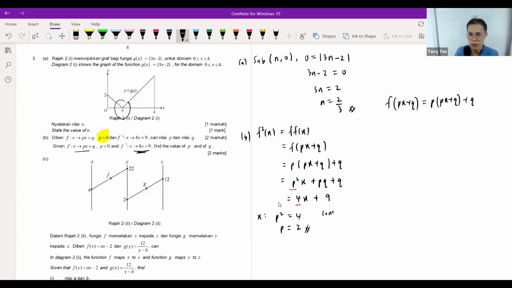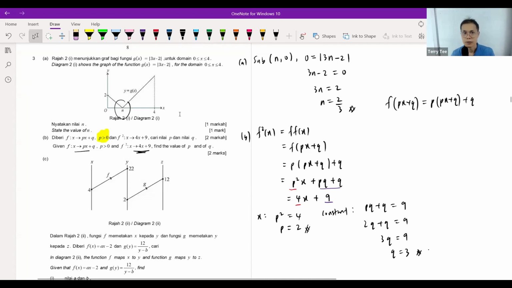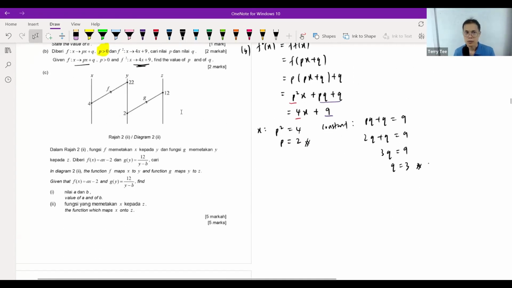Then you compare the constant. The constant is the one without any x. In this case it is pq plus q, and your answer must equal 9. Now let me highlight for you, it is the purple one, right? Now with that, we substitute p with 2, put 2 inside. 2q plus q is 9. 2q plus q is 3q. 3q is 9. q is just 3. Okay, so that is part B.